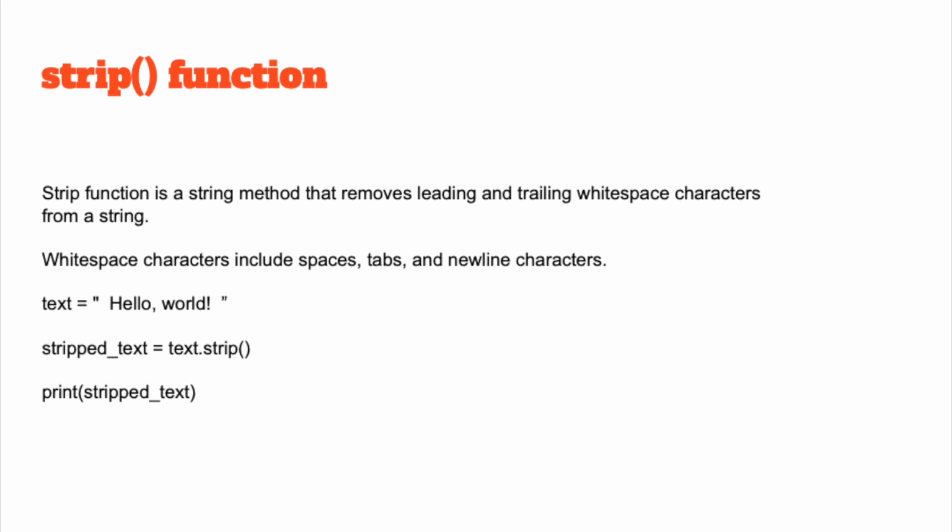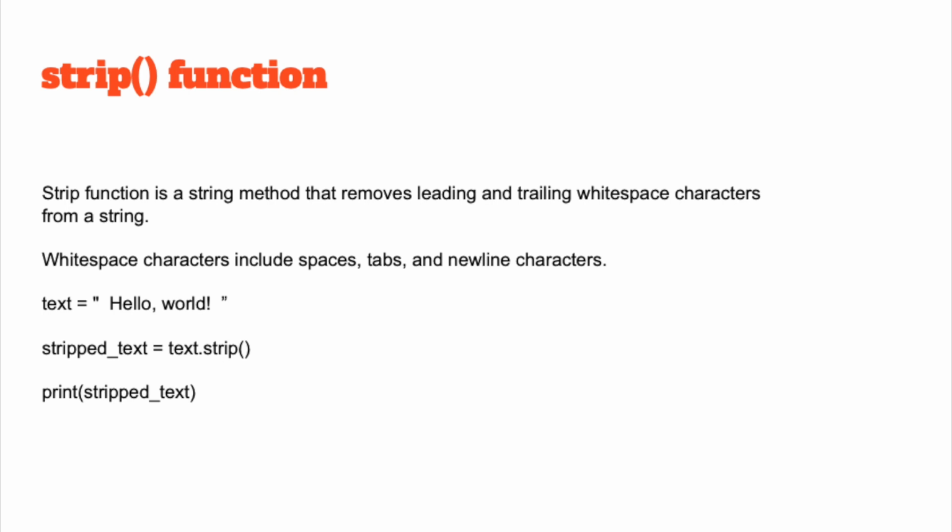So the first function we're going to look at is the strip function. This is a string method that removes leading and trailing whitespace characters from a string. Whitespace characters include spaces, tabs, and other new line characters. So an example is the text is hello world. It's got a space at the beginning and a space at the end, and we want to remove that and just keep hello world. So we're going to create a variable called stripped_text, and we're simply going to say text.strip, and then we're going to print the stripped_text out. That's going to strip any leading and trailing spaces and just have the entire text in there.